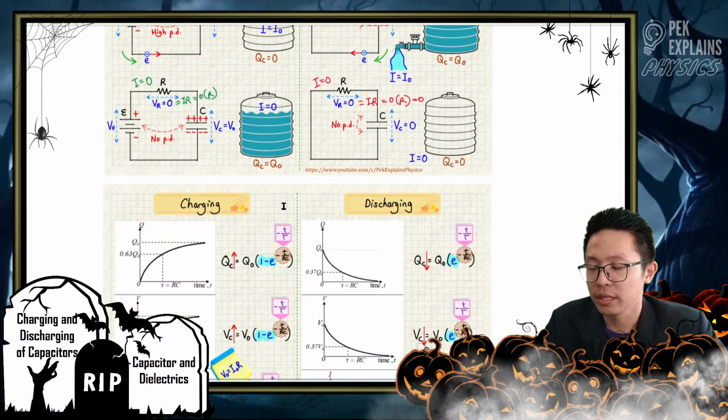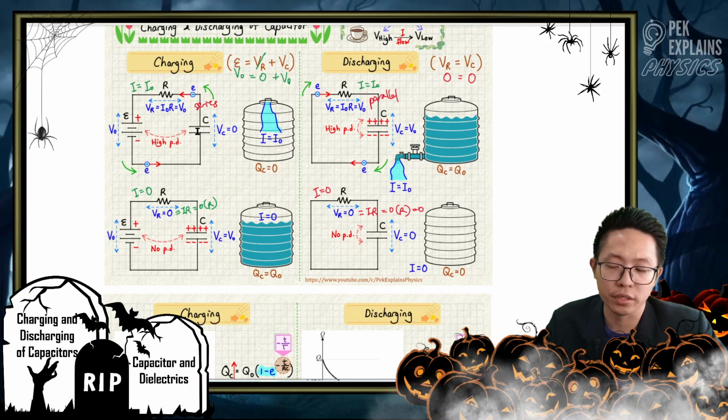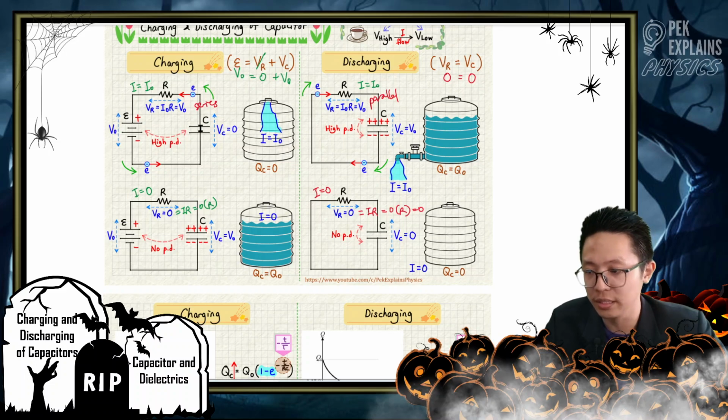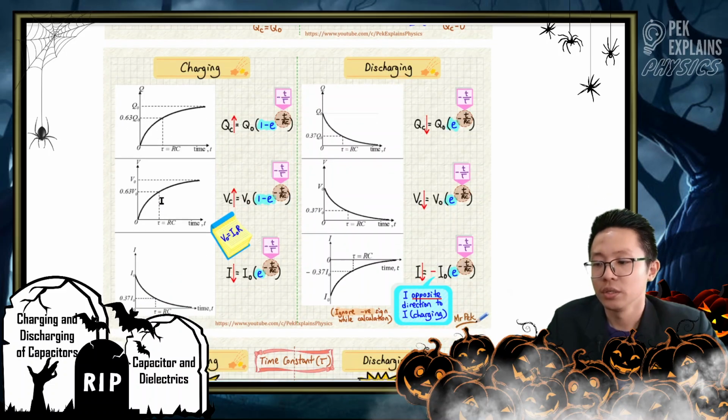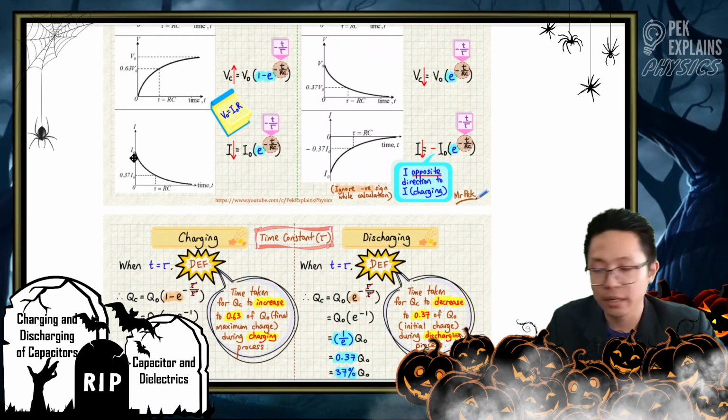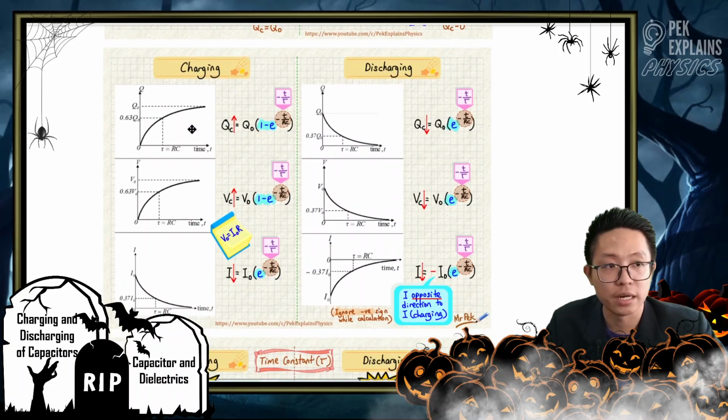So initially, before the capacitor is charged, due to the high potential difference, the current will flow very vigorously in order to charge up the capacitor. But once the capacitor is fully charged, no more current flows. That's why initially the current is maximum for the charging process.